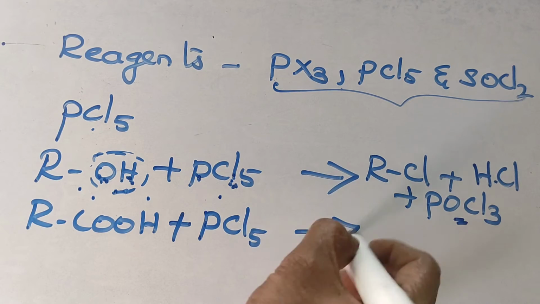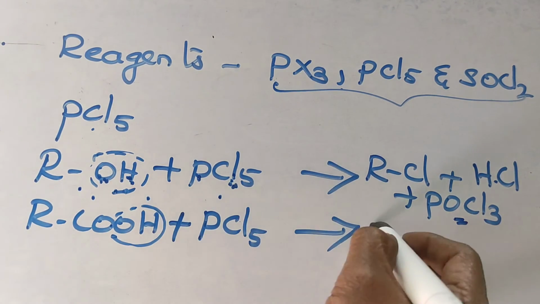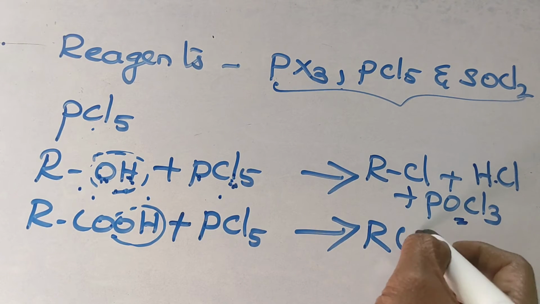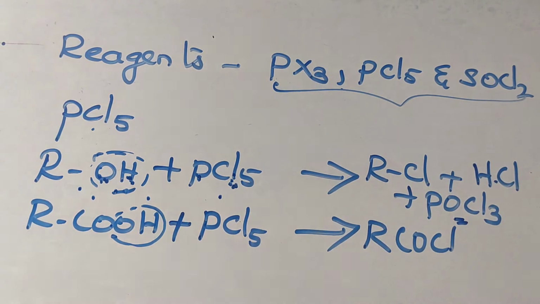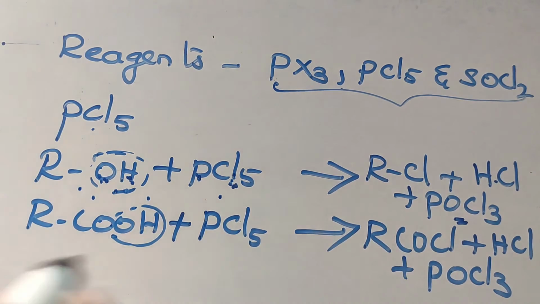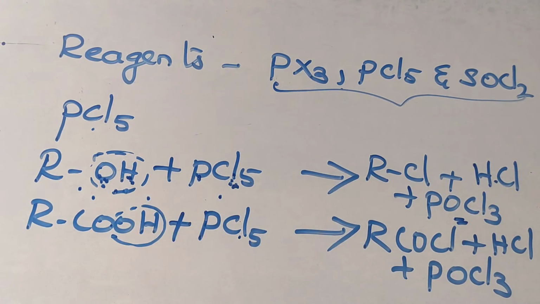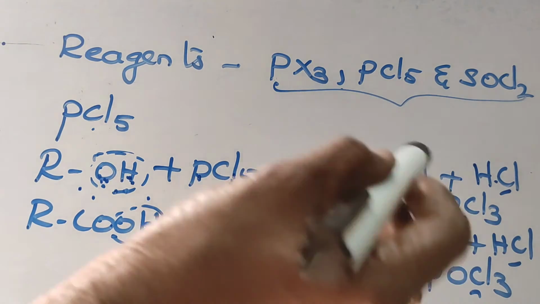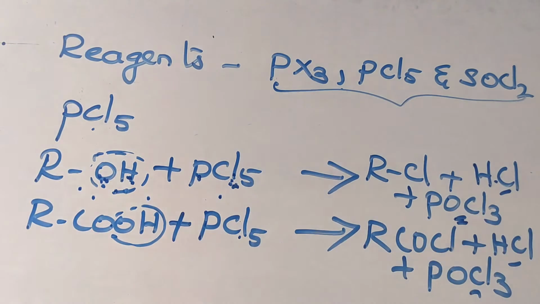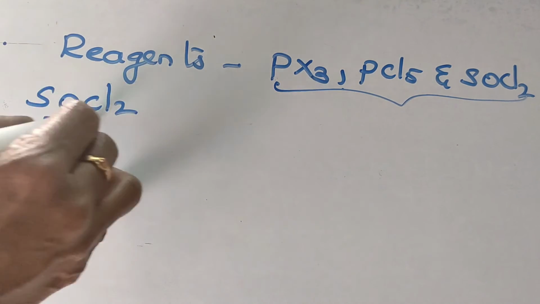RCOOH plus PCl5 gives the same type of product. This OH is going to be replaced by Cl, so RCOCl, acyl chloride, and the remaining same: HCl plus POCl3. OH has to be replaced by Cl. That is the first thing. The additional products are the same in both. With PCl3 we have also seen the same product, but there it was H3PO3, here POCl3. Third reagent, SOCl2.